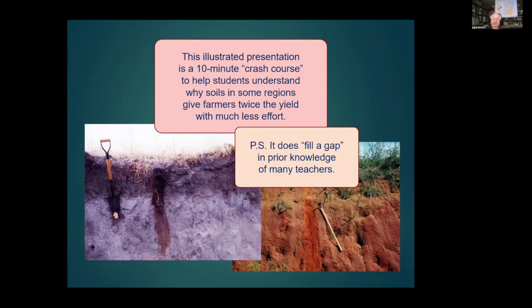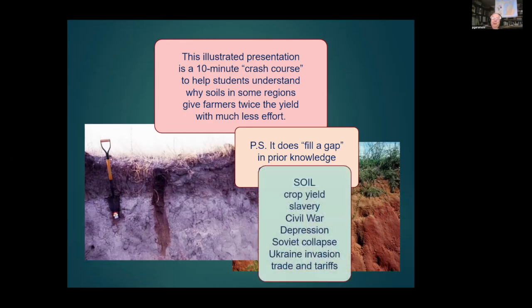And one of the problems is that there's a lot of misinformation out there about soils. So this presentation will help you show that there really is a very strong link between the soil in a place, the crop yield, the need for slavery, the Civil War, and depression. And connecting it up to today, it talks about why the Soviet Union collapsed, what's going on with the Ukrainian invasion and why they're going in the particular places they are. And it actually says something about trade and tariffs and what countries have good soils to produce certain kinds of crops and so on.